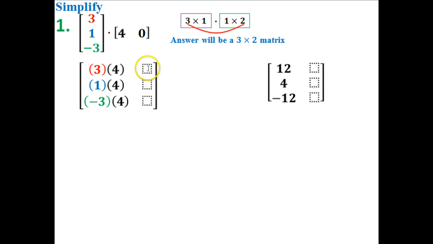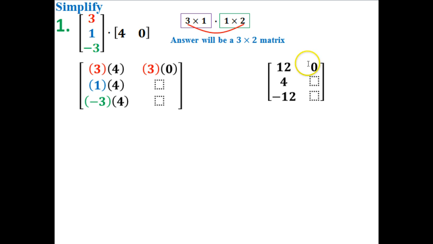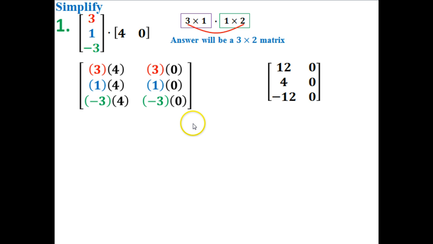But let's keep working through our second one here. We're going to do the same thing. We're going to multiply this row by this column now. So 3 times 0 would be the first one. 3 times 0 is 0, so we'll write our answer over here on the upper right-hand corner, because that's where this one was found. Next we have 1 times 0, and 1 times 0 is 0, so we'll write our answer over here on the right-hand side in the middle. Last one is negative 3 times 0, and negative 3 times 0 is also 0, so we'll write our answer over here in the bottom right-hand corner.